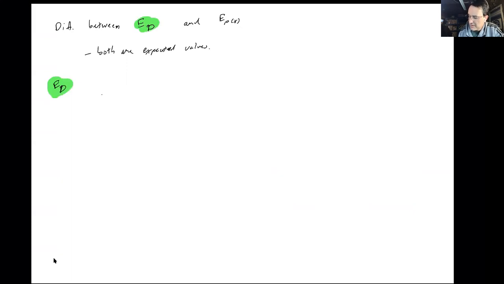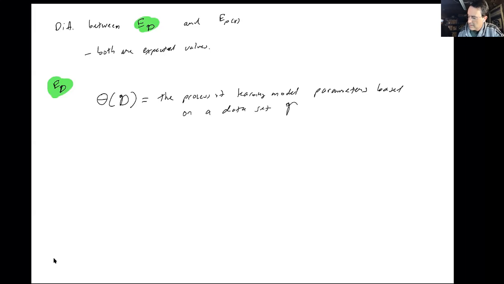So remember we said that we have the machine learning process. So theta of D is equal to the process of learning model parameters based on a data set. I'm sorry, my handwriting is terrible, which is why I use slides a lot. Now the data set is equal to (x_i, y_i) for i equal to 1 to n, where x_i and y_i are drawn from P of x, y. So each sample is a random sample, and therefore the data set is itself a random sample, right?